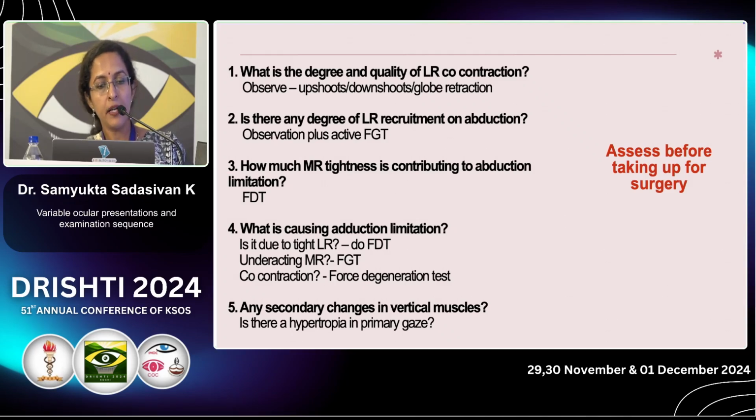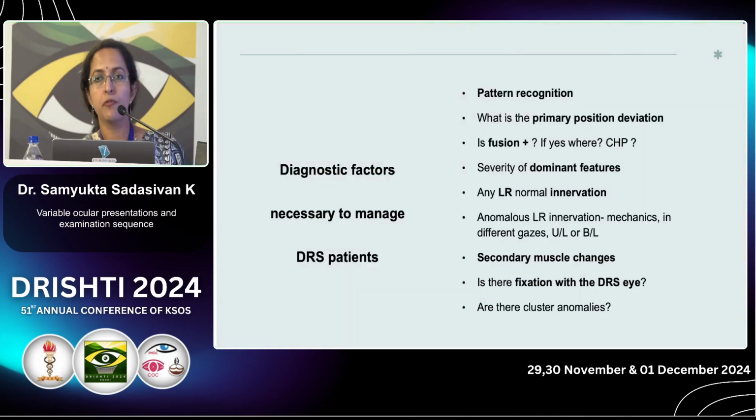Now, what is the MR type? What is the contribution given by MR contracture? Go for an FDT. Now, what is the cause for adduction limitation? Is it due to tight LR? FDT tells you the answer. Is it an underacting MR? FGT gives you the answer. And if there is a co-contraction present or not, force degeneration test will help you. And is there any secondary change in vertical muscles? This will be evident if there is a hypertrophy in primary gaze position. Most often it is the superior rectus muscle which will have a secondary change.